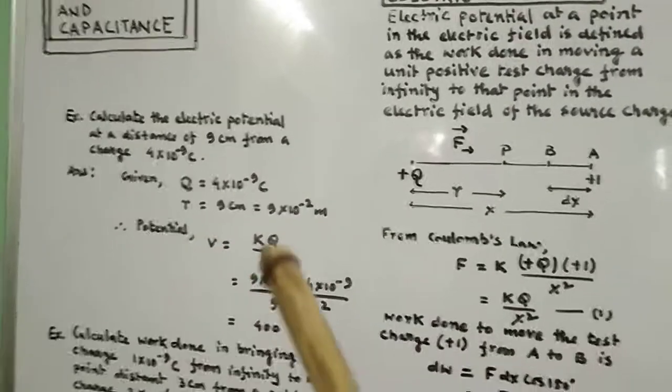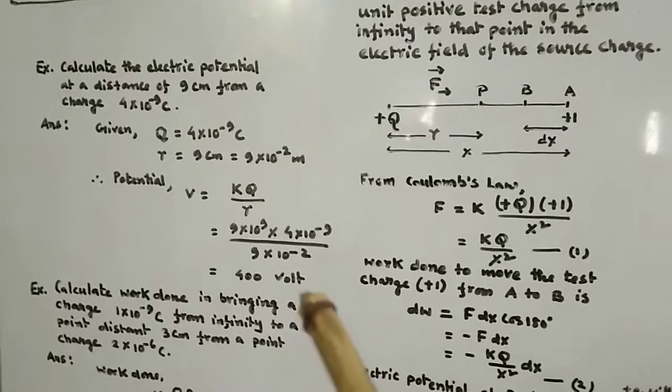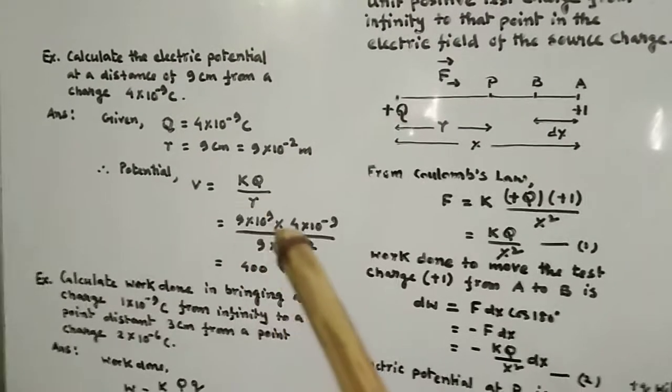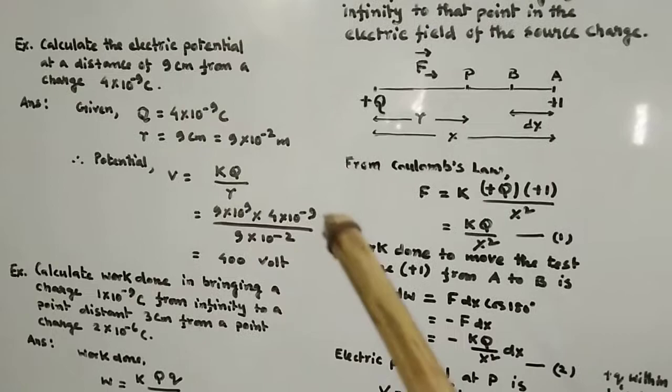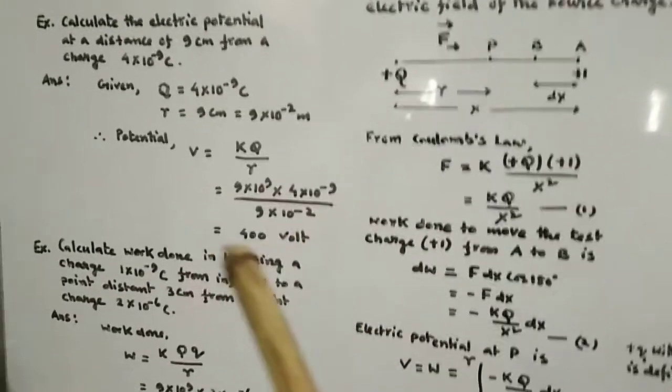So potential is kq by r. If you substitute, you will get 400 volt. On simplification, 9 goes off, plus 9 and minus 9 exponent goes off, so 10 to the minus 2 up to 100, so it becomes 400.